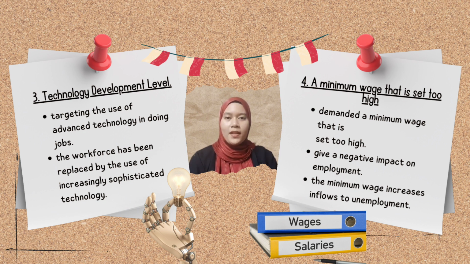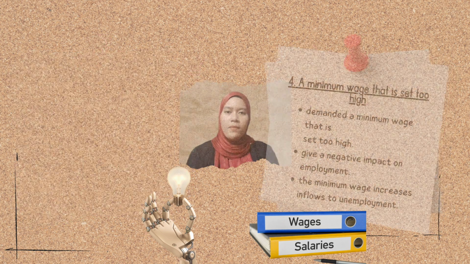The fourth is a minimum wage that is set too high. Most of the job applicants or even the employees themselves demanded a minimum wage that is set too high. This can have a negative impact on employment. By pushing firms with low value added out of the market, the minimum wage increases inflows to unemployment. By introducing wage rigidity at the bottom of the wage distribution, and by preventing firms from offering lower wages, especially to new hires, the minimum wage reduces inflows to employment.